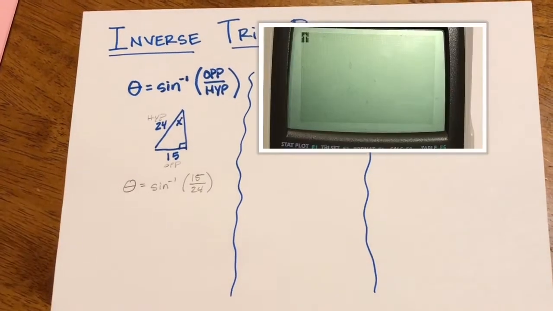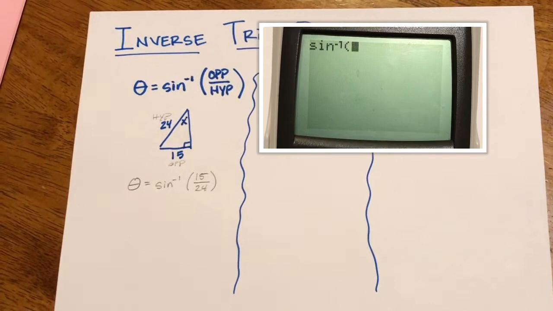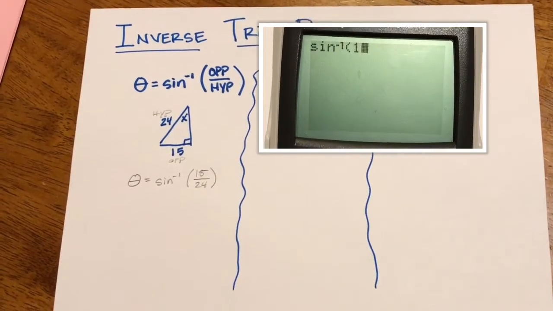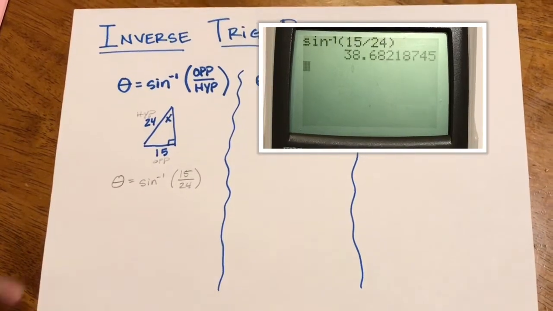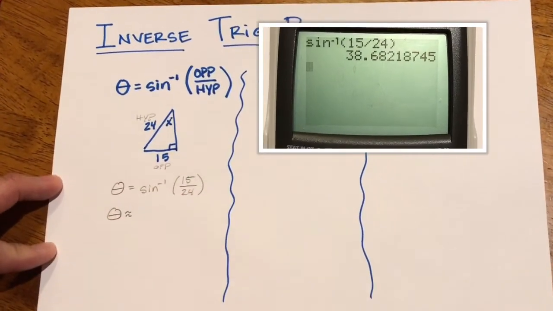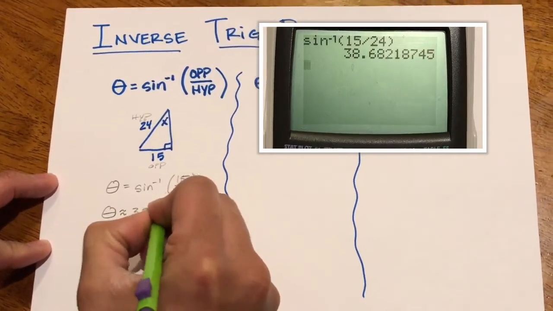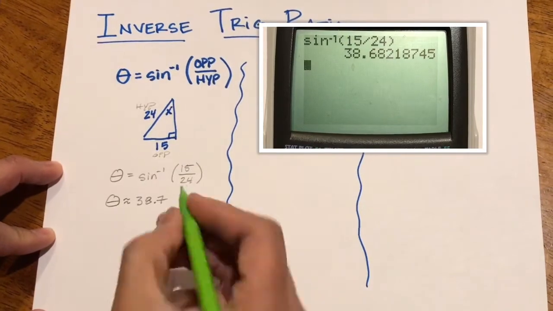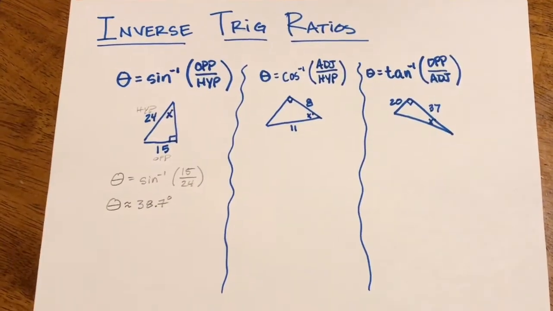And then these are nice because you can just go ahead and plug them into your calculator. And so we get sine inverse of 15 divided by 24. And when we hit enter, you'll see that theta is approximately 38.7 degrees. And so that is the angle of X.